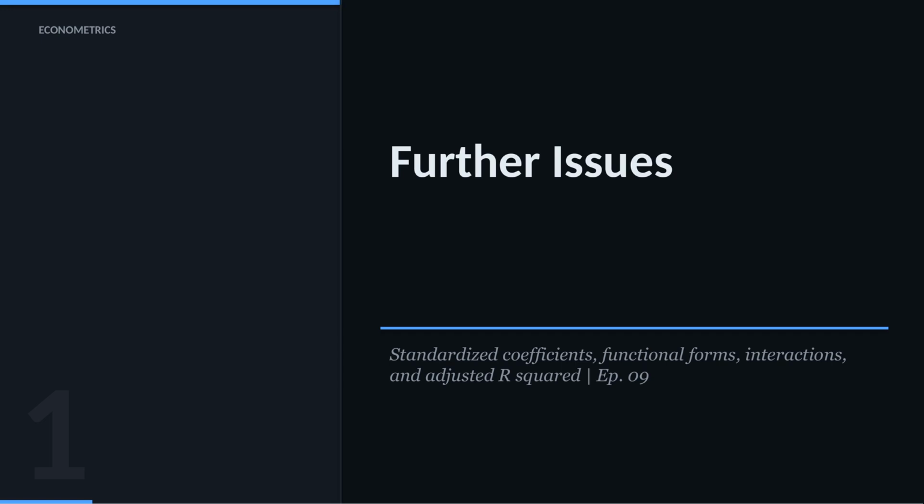This episode pulls together a few practical interpretation issues that show up constantly once regressions become richer. None of them are especially complicated on their own, but they can create a lot of confusion if we move too quickly. The main themes are standardized coefficients, functional forms like logs and quadratics, interaction terms, and the difference between r squared and adjusted r squared.